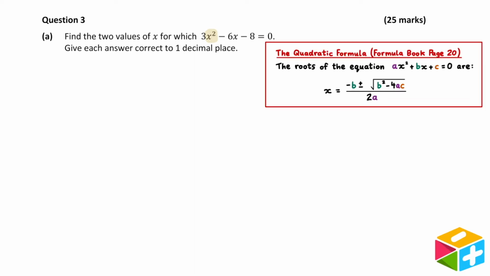To solve these, we can use the quadratic formula, which is on page 20 of our formula book. This tells us that the roots of the equation ax squared plus bx plus c equals 0 are x is equal to minus b plus or minus the square root of b squared minus 4ac all over 2a.